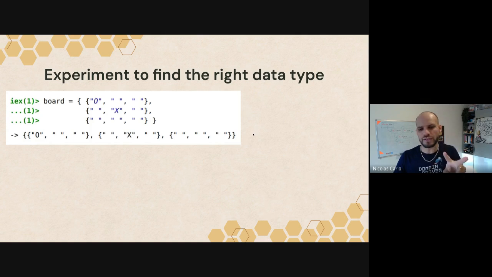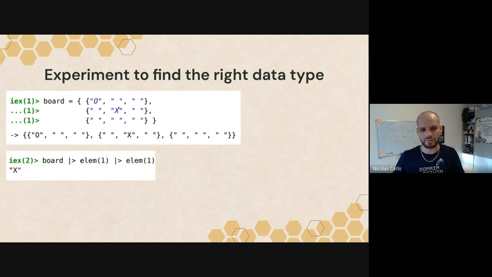So there are two things you want to do with this board. You want to be able to read something. So for example, let's read that element. We can use the elem function to first get this row, and then to get this cell here. And this will return what we want. And it's kind of easy to do so.